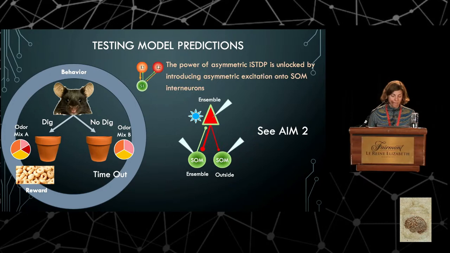And finally, we do want to look at whether or not the excitation onto the somatostatin cells is asymmetric. This is going to be a little bit more complicated. We have to run the experiment, much like the ones that were described in the previous talk, where you have to record from multiple neurons at once and get their connectivity parameters and then condition those parameters based on their connectivity structure. If anybody wants to see this, well, we submitted a grant. This is AIM-2. Okay.